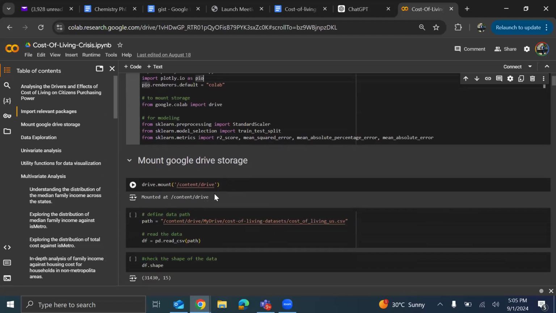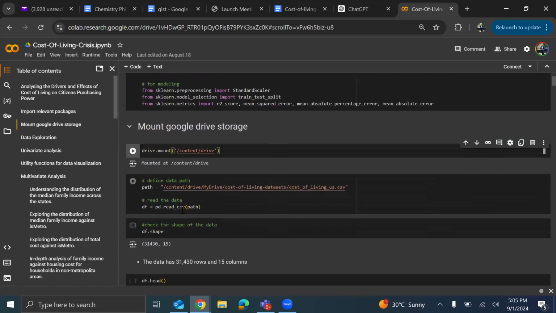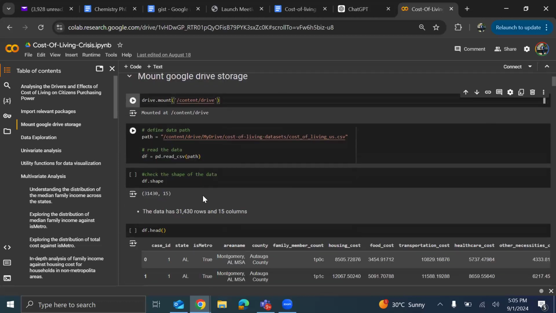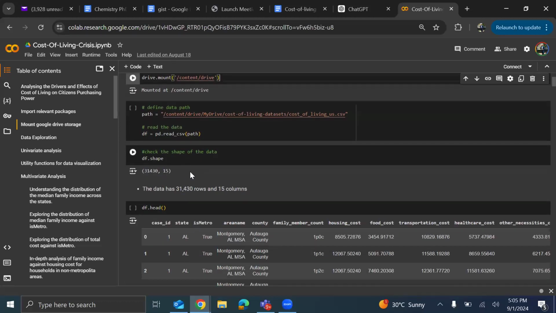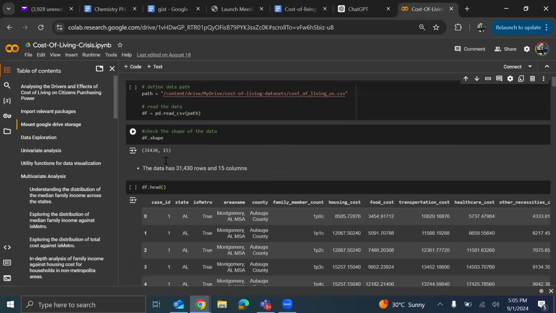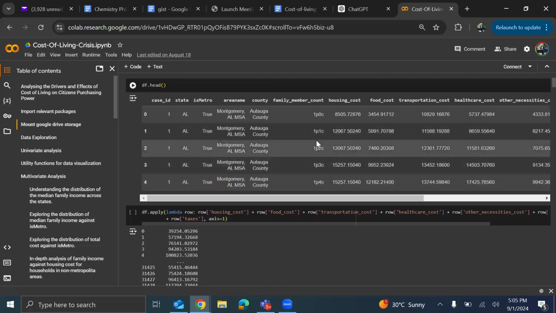So I mounted my storage location. The reason was because the data itself is inside my drive, so I mount my drive here. And here I define the path to access my data, and I used pandas to load the data. I saw the shape of the data from here, and this is just to visualize the data.